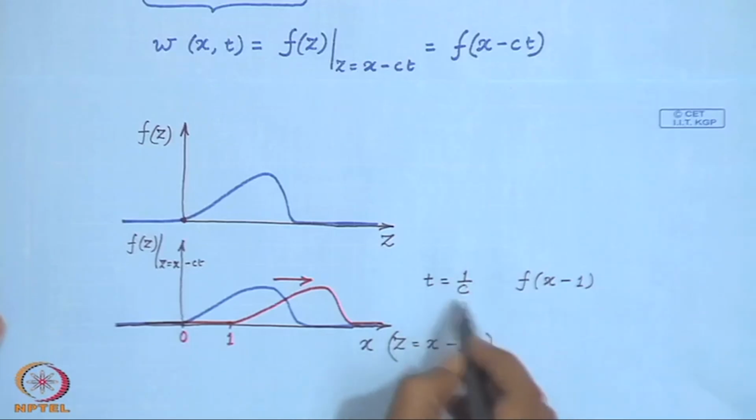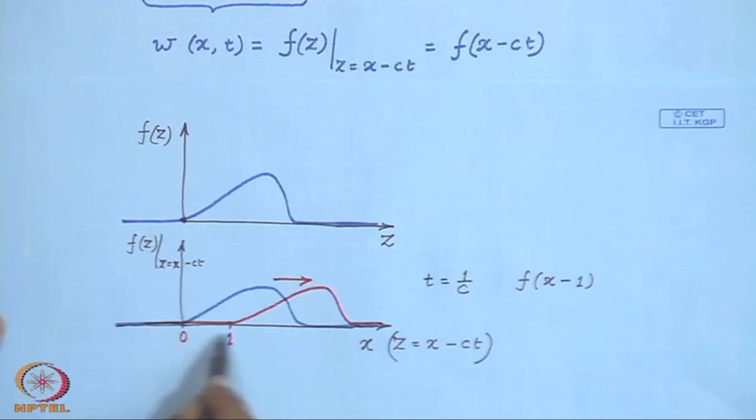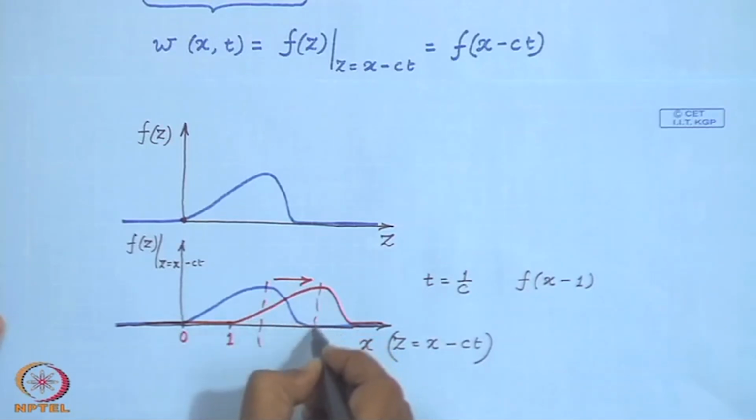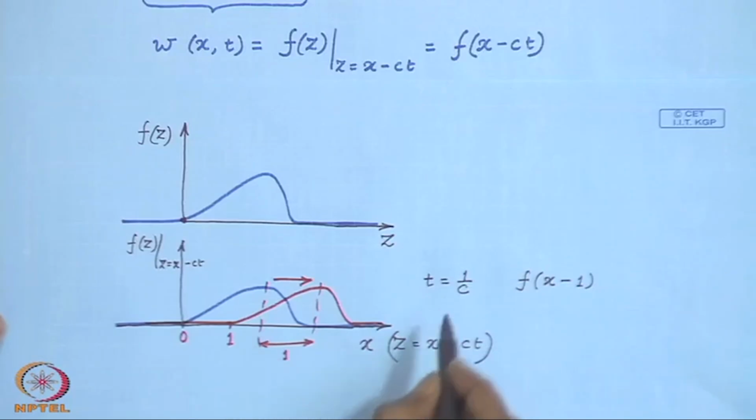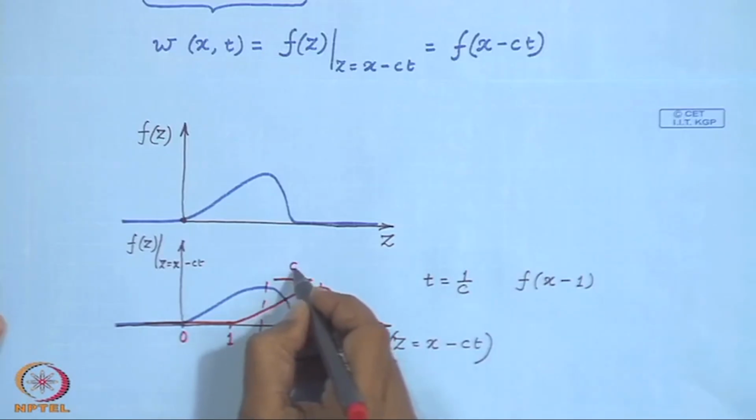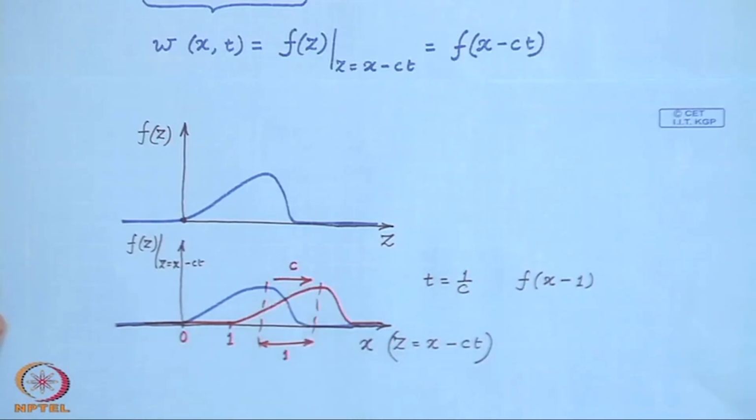In time 1 over c, it has moved a distance of 1 unit. So, let us say this peak, if you track the peak, will be the same as this. So, this is 1 unit. So, it has travelled a distance of 1 unit in time 1 over c. So, the speed of propagation is 1 over 1 over c, which is c. So, the speed of propagation of this pulse is c.